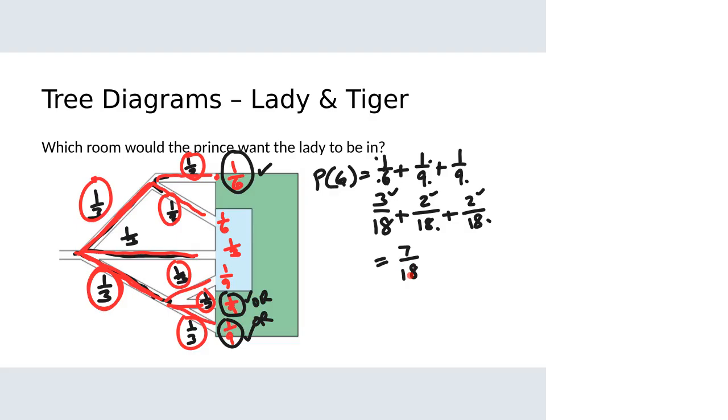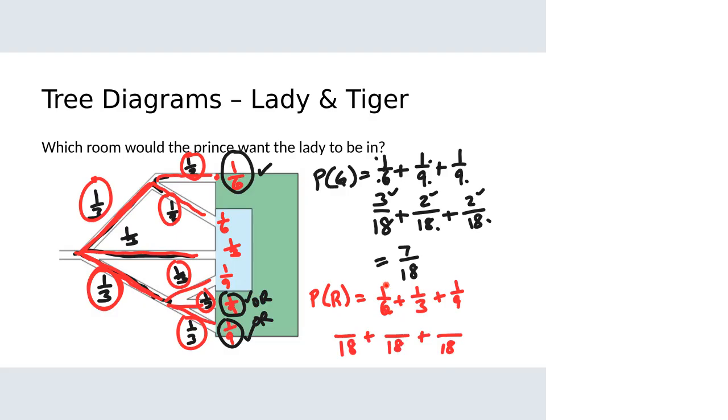Right there, you might say, well, that's less than half, so he should put the lady in the blue room. Perfect, excellent, you're right. But just for the practice of it, I want to find the probability of ending up in the red room, which is going to be 1/6 plus 1/3 plus 1/9. As it turns out, 18 is going to be our least common denominator there also.